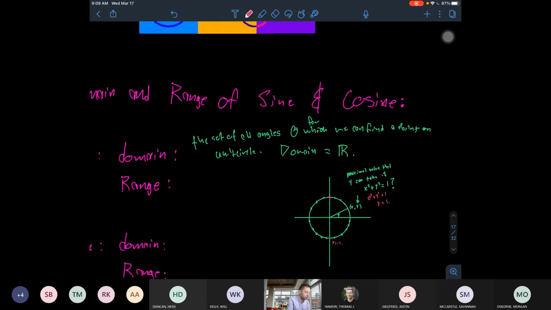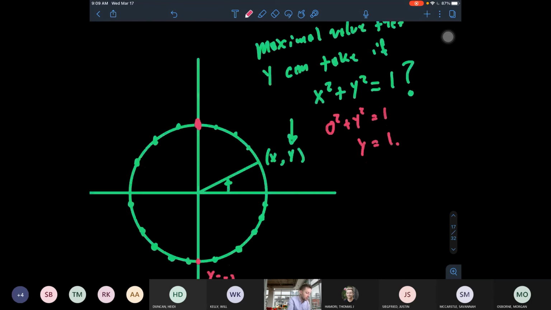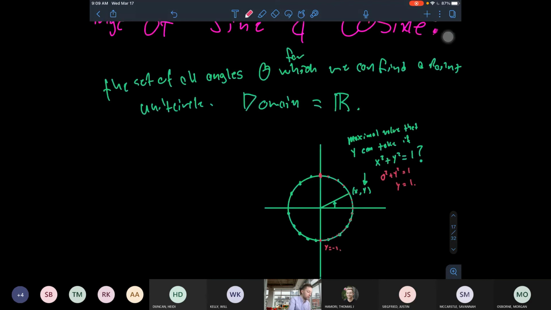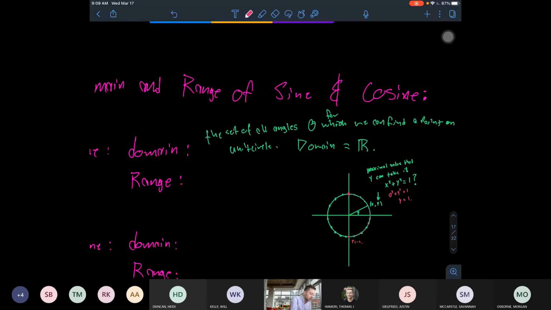Okay, so the range then is going to be all of the possible y values that can be taken by points on the unit circle. And it looks like all the possible y values which can be taken by points on the unit circle is going to be all of the numbers such that our number should be larger than or equal to negative 1 and less than or equal to 1. So our range is going to be negative 1 comma 1.